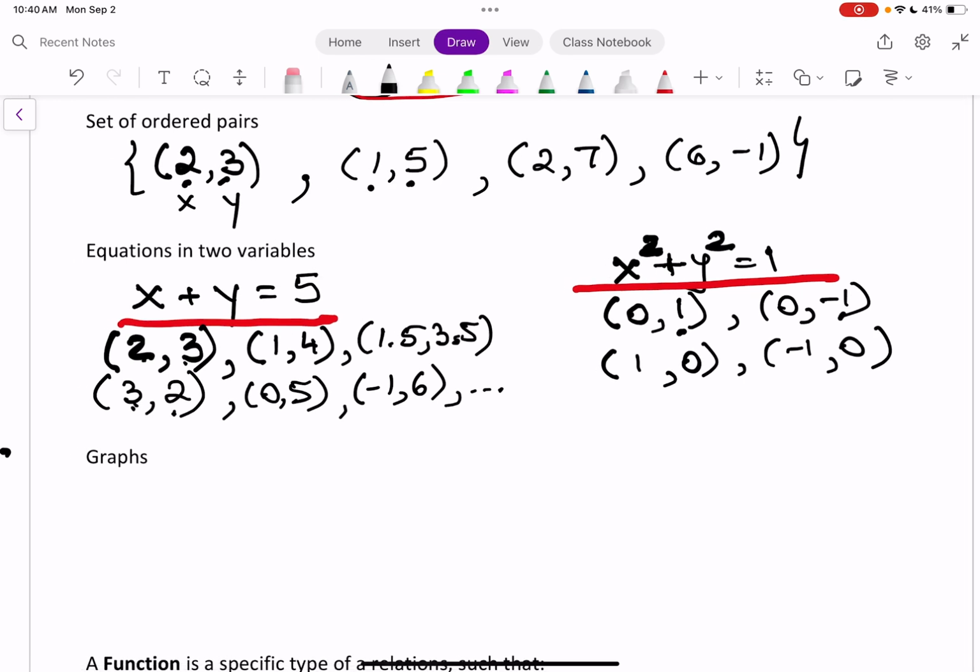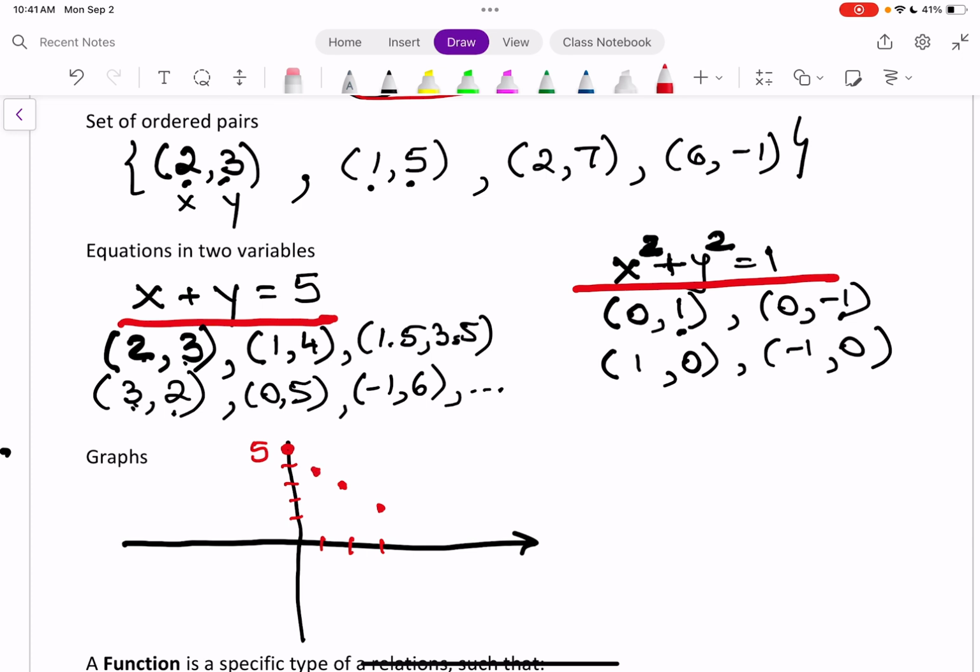An equation and relation can also be given by simply a graph. So here, I'm actually going to graph these two equations that I have given you. Here I'm going to plot some of these points. I have (0, 5). I have (2, 3). I have (3, 2). And so on and so on. I have (1.5, 3.5).